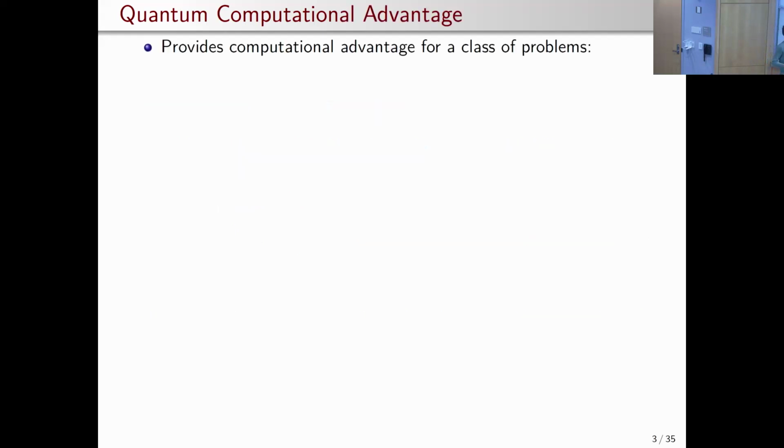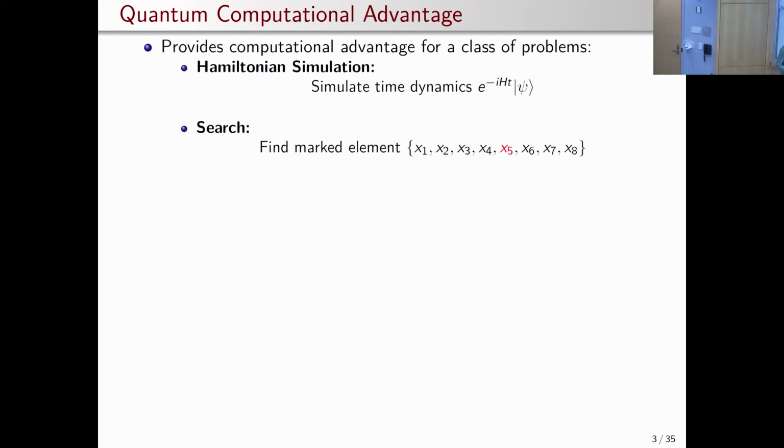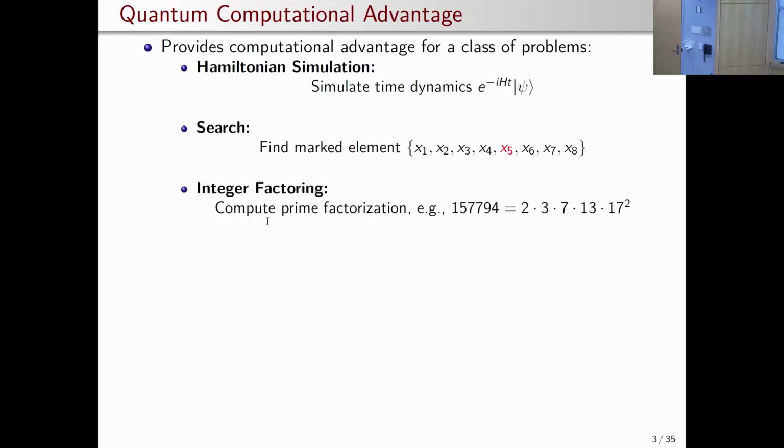And in doing that, quantum computing has been shown to provide an advantage for a wide range of problems. Some of these include, of course, Hamiltonian simulation, like I mentioned before, that is simulating the time dynamics, or effectively applying e^(-iHt) to some initial state. In addition, we can also use quantum computing to search through databases faster. So if we want to find a marked element in some database, we can do that faster quantumly than we can classically. Another very famous example is factoring large integers, that is computing the prime factorization of an integer. This is a problem that classically is exponentially hard, but quantumly we can solve in polynomial time. So we get an exponential speedup in that case.